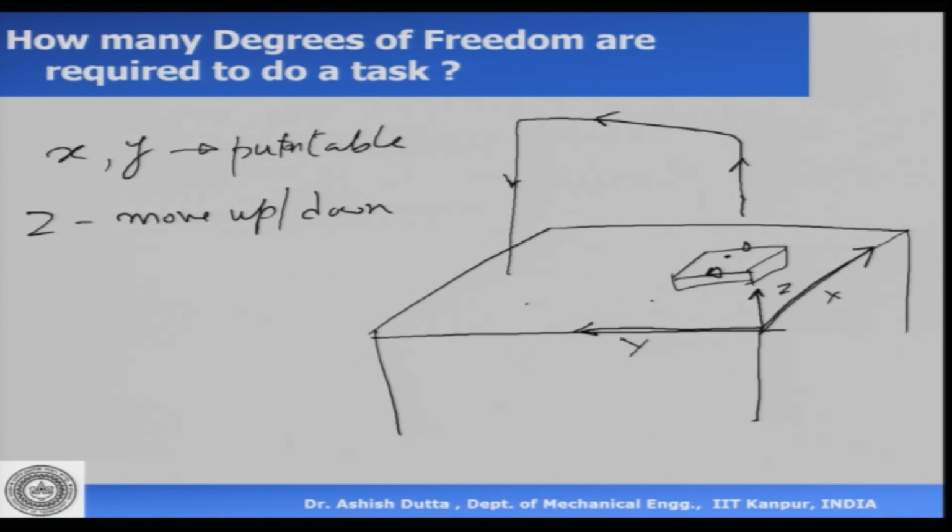Now, it has to move along x y again. So, x y is already accounted for here. It can move in this direction in x y, and it has to move down again, which is z. So, z up and z down is accounted for by z. So, so far, just to catch this object and move it like this, we need x, we need y, and we need z, which is 3 degrees of freedom.